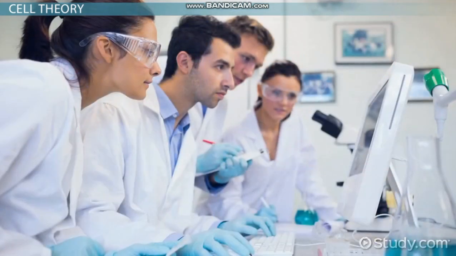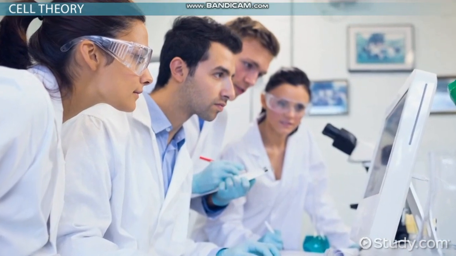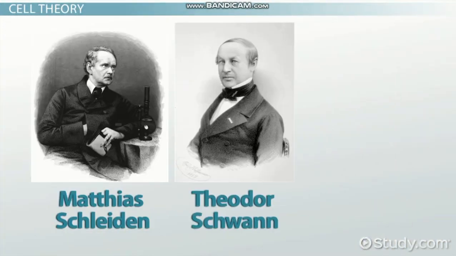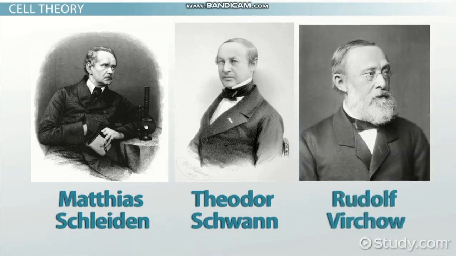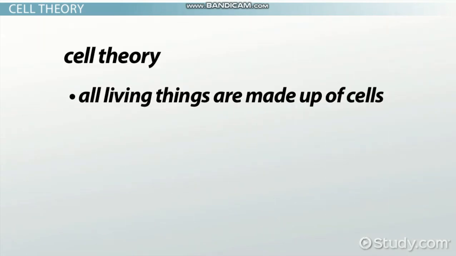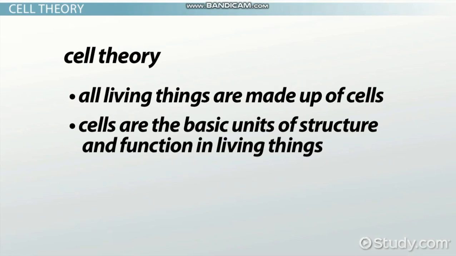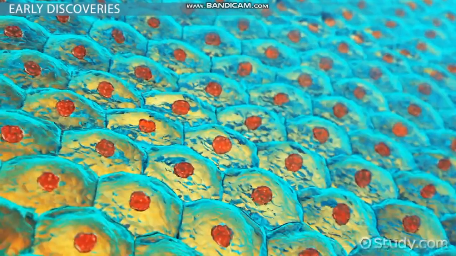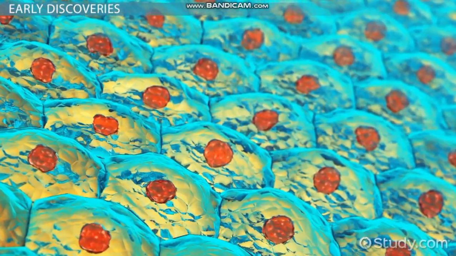Many scientists have made discoveries relating to cell theory, but three scientists are usually given credit for its development: Matthias Schleiden, Theodor Schwann, and Rudolf Virchow. Together, these scientists put forth the three basic tenets of modern cell theory. All living things are made up of cells. Cells are the basic units of structure and function in living things, and living cells come only from other living cells. Cells were discovered long before cell theory was developed.